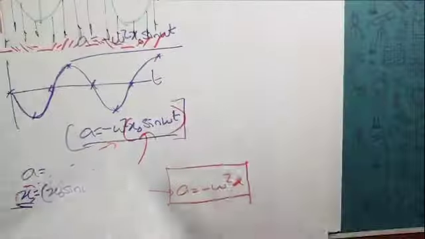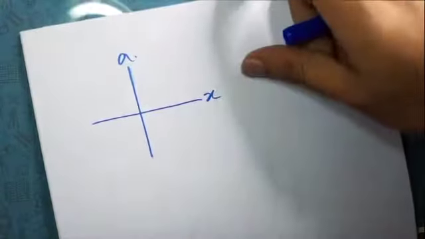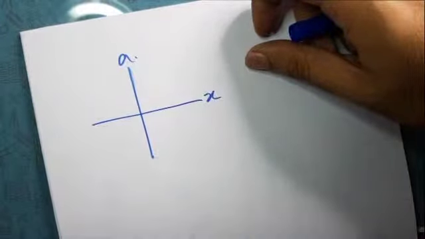Alright, so these were the things that we studied up to last class. Now we're going to move on into a few equations. The first graph that we're going to do is a graph of displacement versus acceleration. Can you tell me what this graph is going to look like, Maksud?